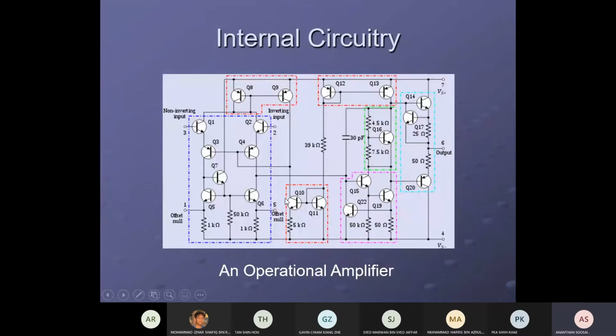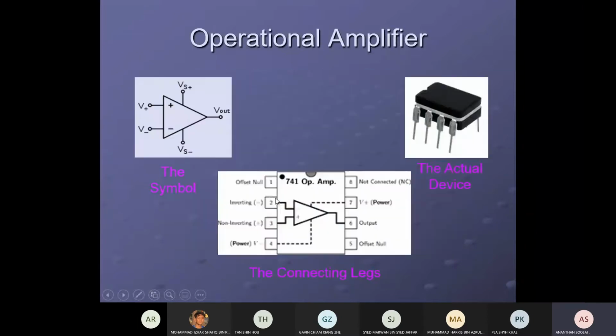Although this is complex, there is a symbol for us to draw an operational amplifier. This is the operational amplifier symbol. An operational amplifier always has two inputs, a negative input and a positive input, and the side one is the power supply, and this is the output.